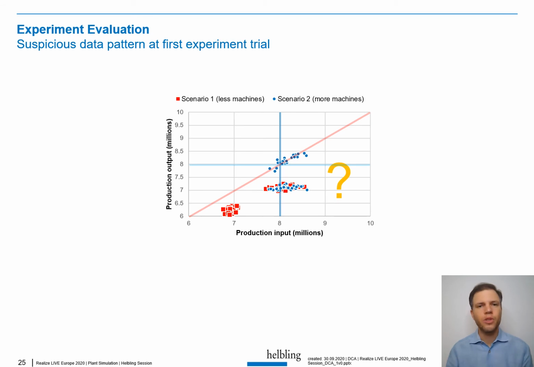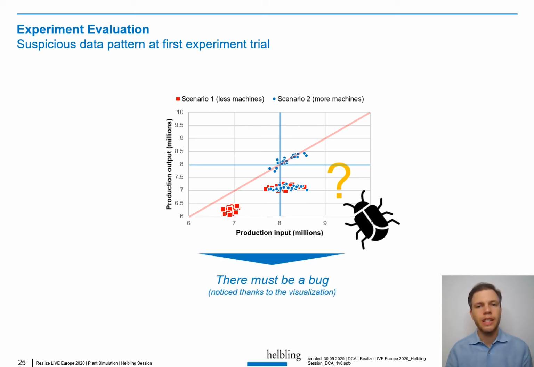And this plot can also help to make potential errors visible, as you can see in this example. This was the result when we first tested the simulation study with the experiment manager. Looking at this data pattern, it is rather obvious that there must be a bug. But without such visualization, this would probably not have been noticed, for instance, if we evaluated the scenarios only by comparing the respective averages of all observations.